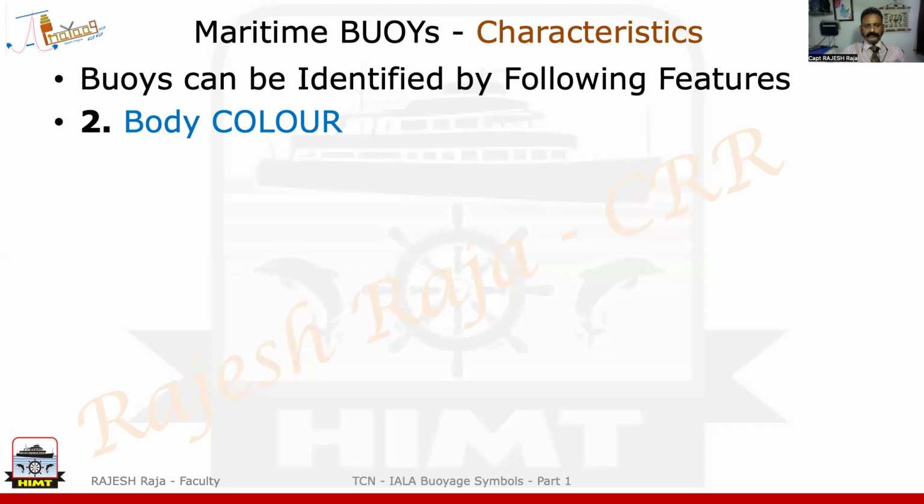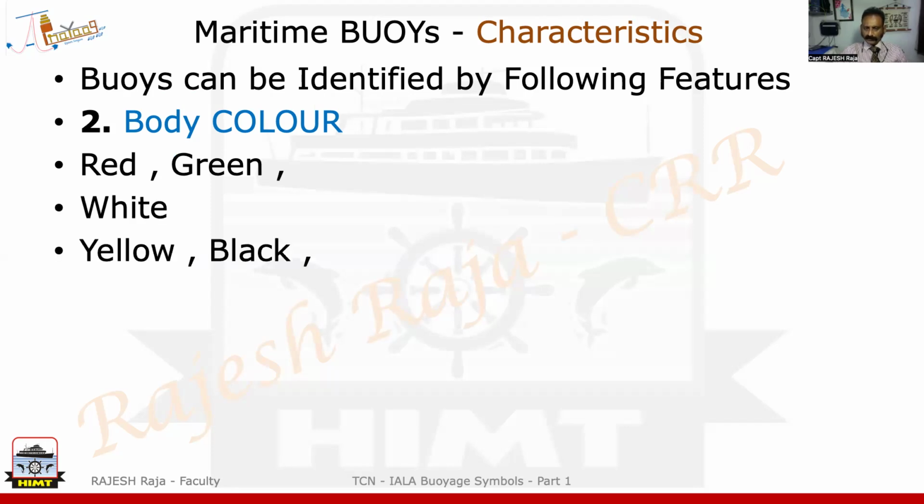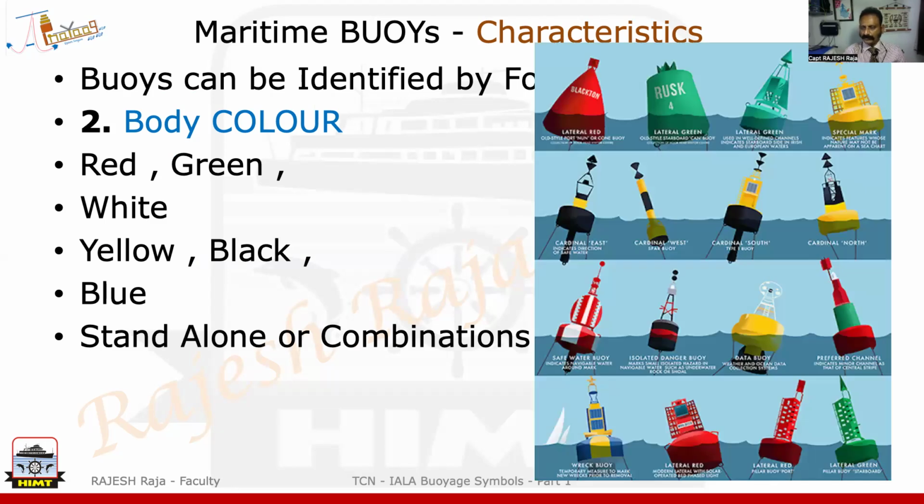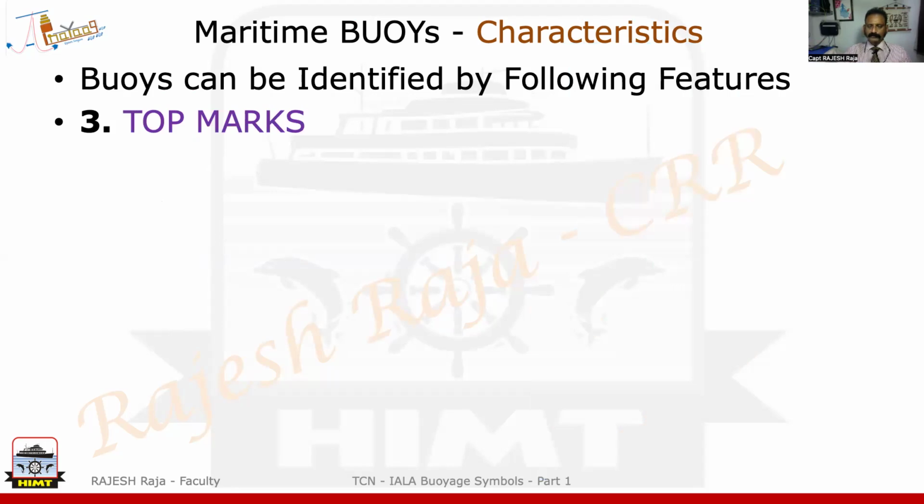The second feature, which is strikingly individualistic also, is the body color of the buoy. You can have red and green, then you can have white also. You can have yellow and black, then blue also. These colors can come standalone or in combinations. I've just shown you a common picture to tell you that they can be single or in combinations.